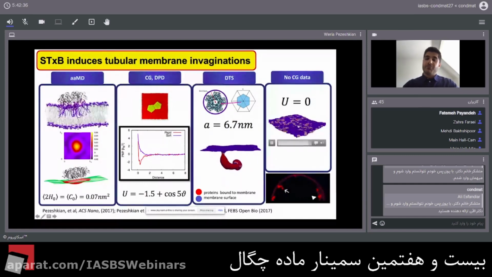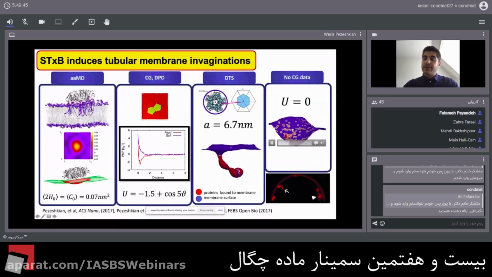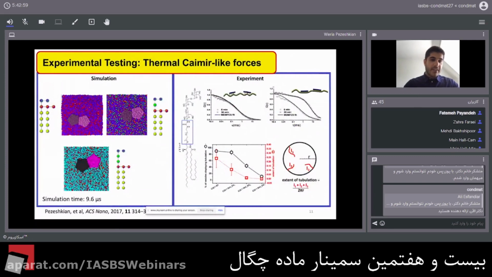And more interestingly, if you don't have this information from, for example, the mesoscale, the protein fails to induce the tubular invagination. So you somehow need all the scales to capture the realistic process. Based on this, we hypothesized that this is a thermal Casimir-like force. So we said: if these proteins somehow lose their ability to suppress membrane fluctuation, what happens? They should not cluster anymore.